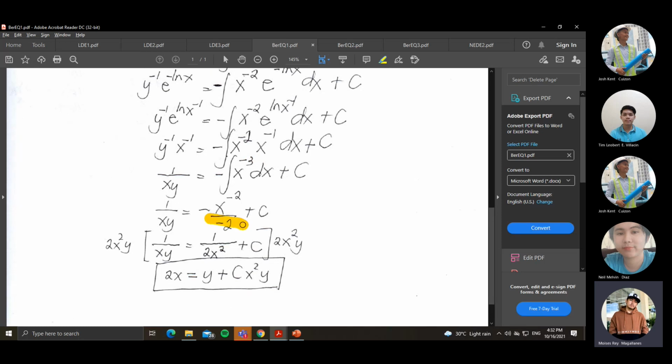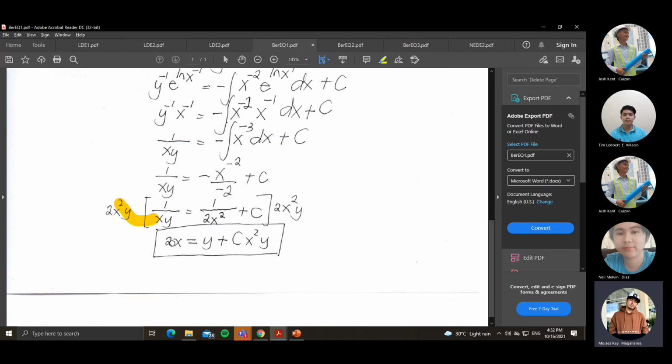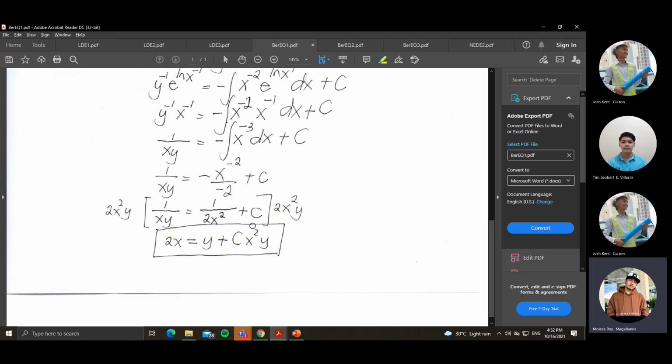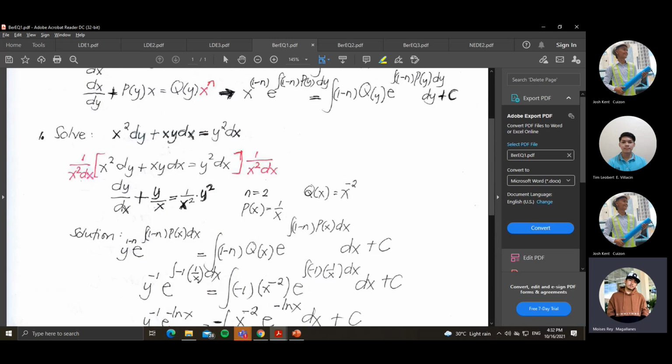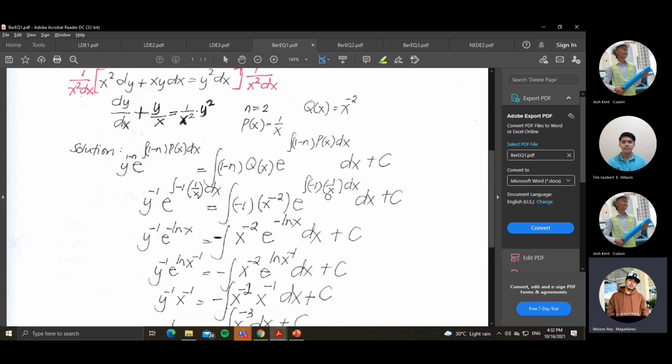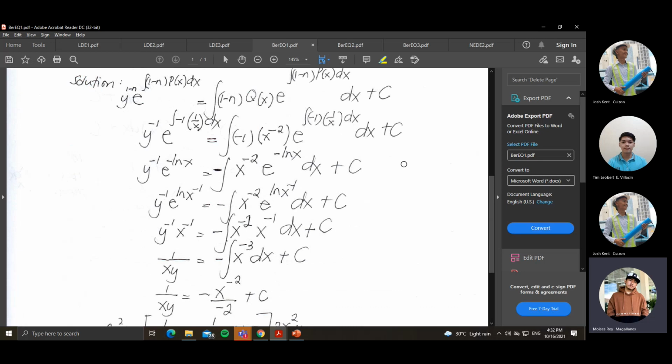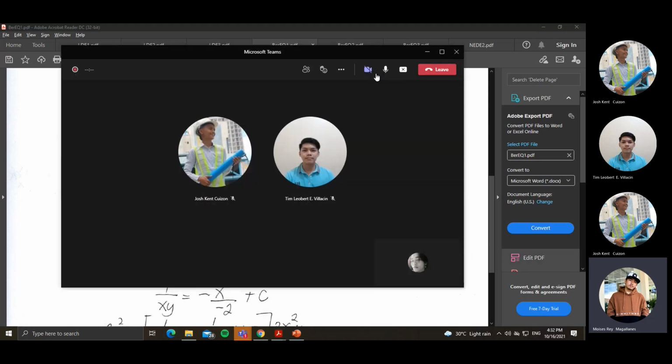And then to remove our denominators, we are going to multiply by 2x squared y. When multiplied, what remains on one side is 2x, and on the other side the y. Then after multiplying, the 2 disappears since it is a constant and gets combined with c. So cx squared y. I think that's all, since the linear and Bernoulli are similar. I think that's all for me, Josh.